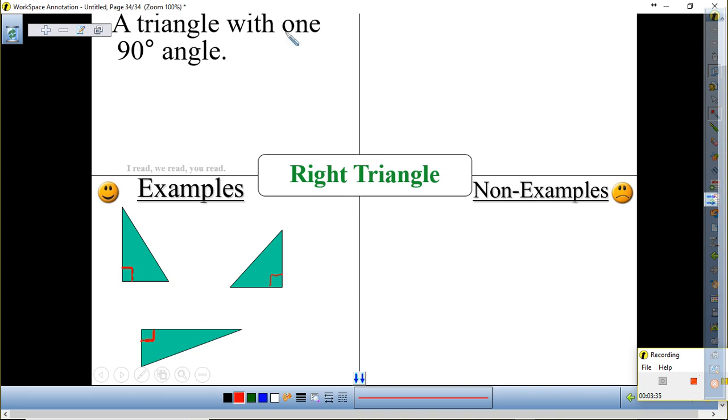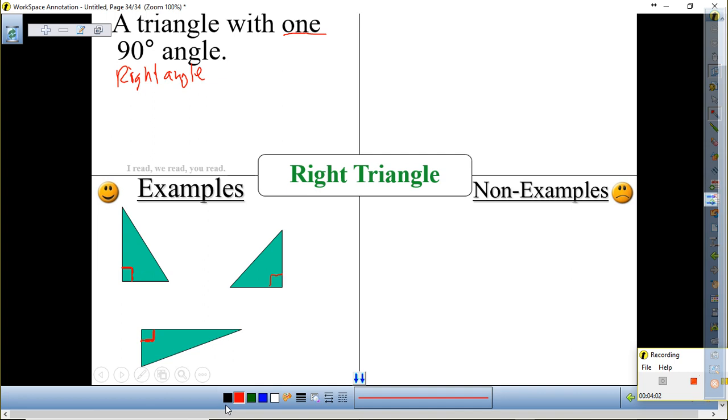According to the definition, it should only have one. Is there only one with a sharp corner like that? Yep, so it's one in each triangle. All right, but why do they call it a right triangle? Well, check this out. Another name for a 90-degree angle is a right angle. Therefore, if a triangle has one right angle, then it's called a right triangle. Pretty obvious, right? Make sense?